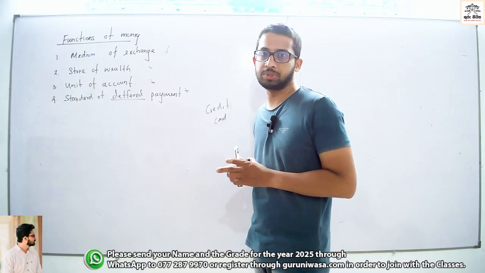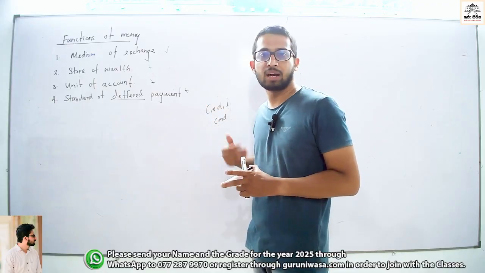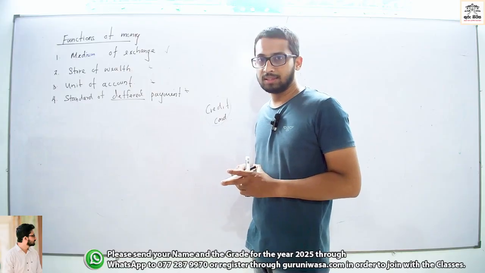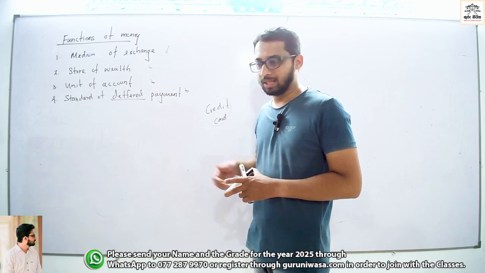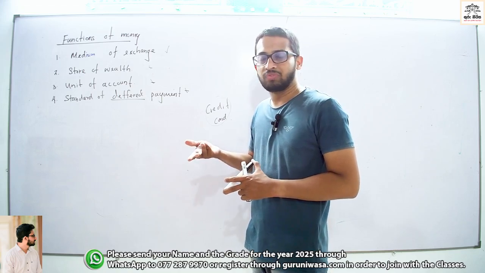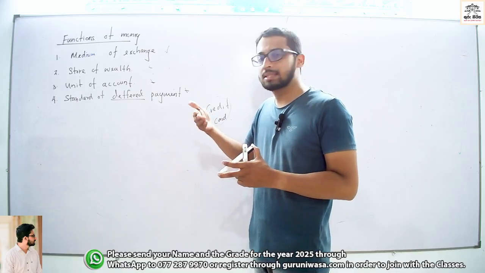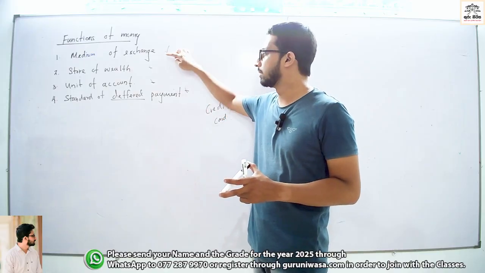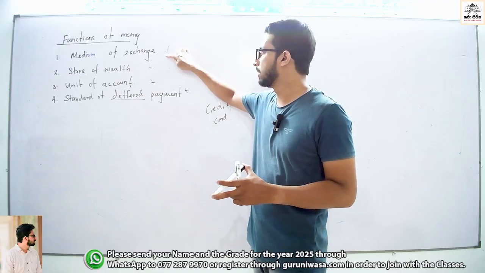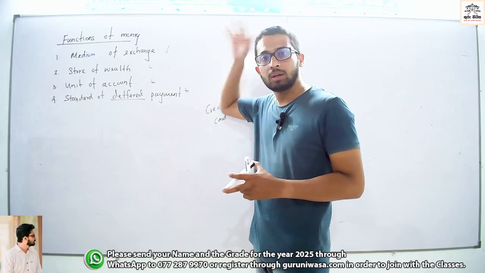So just substitutes. To be money, it must do all these functions. Clear? Now, coins and notes issued by the central bank, this currency or fiat money that we use, does these four functions nicely. I'll explain the meaning of these four functions: medium of exchange, store of wealth, unit of account, standard of deferred payment.